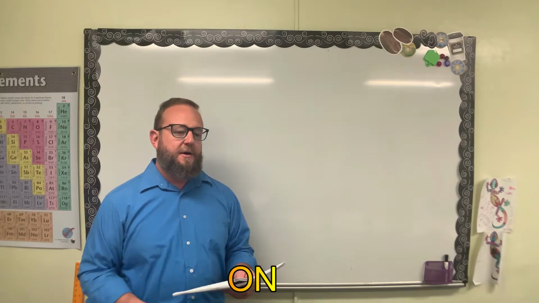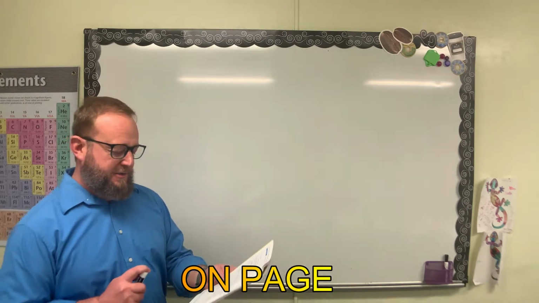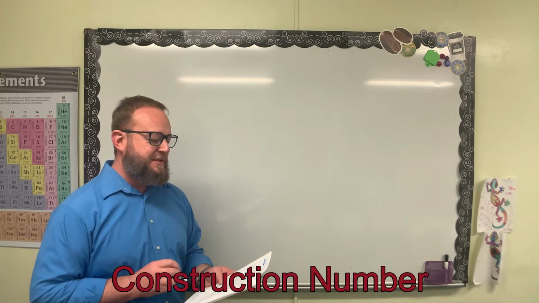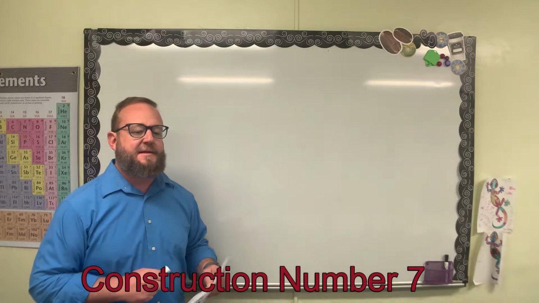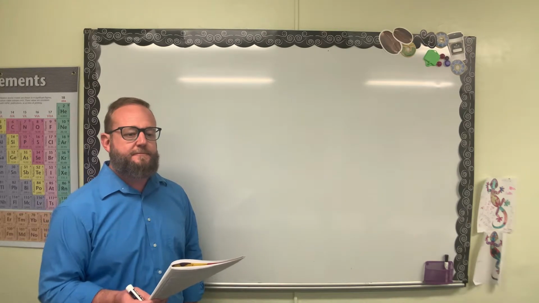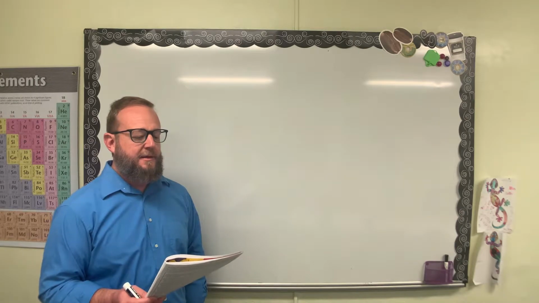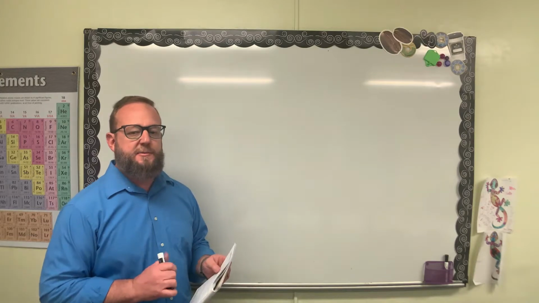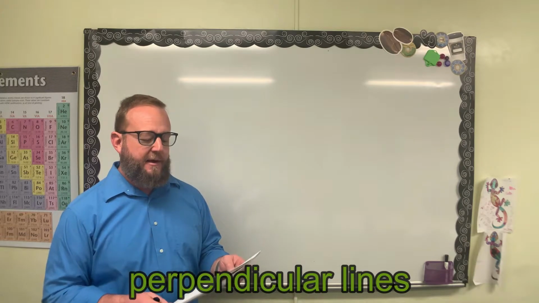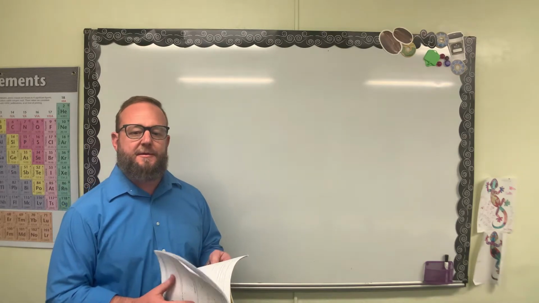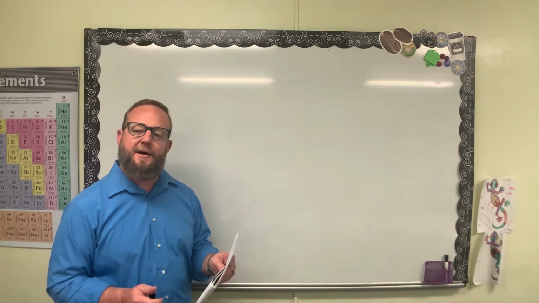All right, on page 21, construction number 7 is the example that you have to refer to for what we're about to do. You need to learn one more construction that deals with perpendicular lines. What is a perpendicular line?